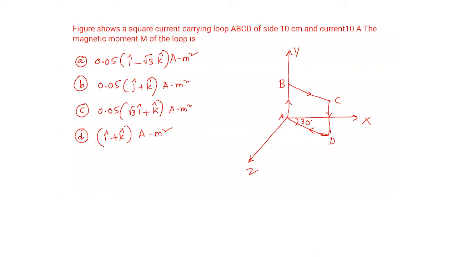Okay, I'll solve. The correct answer is A. See, children, here the magnetic moment is given by the right hand rule, right? Current is clockwise, so the magnetic moment is perpendicular to the plane. So the magnetic moment will be like this, making an angle of 60 degrees with the x-axis. Why? Because it will be perpendicular.